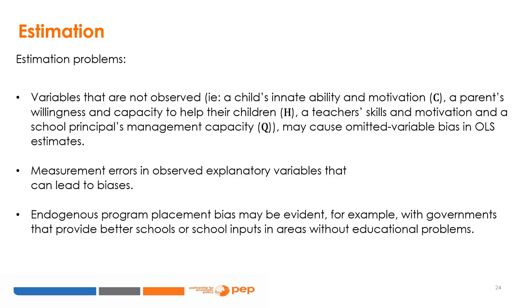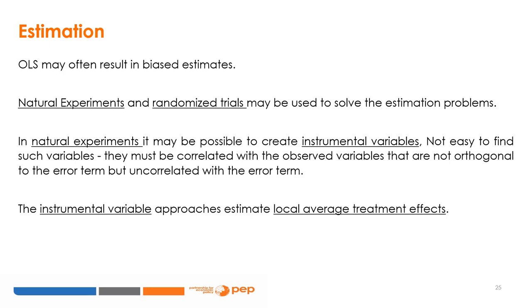However, in using OLS, we may incur estimation problems. Some variables that are not observed, such as a child's innate ability and motivation, C, a parent's willingness and capacity to help their children, H, a teacher's skills and motivation, and a school principal's management capacity, Q, may cause omitted variable bias in the OLS estimates. There may be measurement errors in observed explanatory variables that can lead to biases. And endogenous program placement bias may be evident, for example, with governments that provide better schools or school inputs in areas without educational problems. Therefore, just using OLS to estimate the impact of variables on educational outcomes may often result in biased estimates.